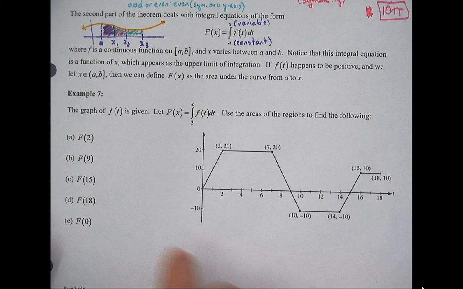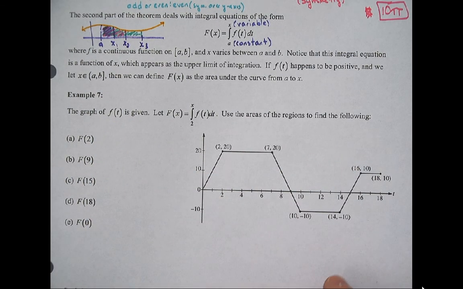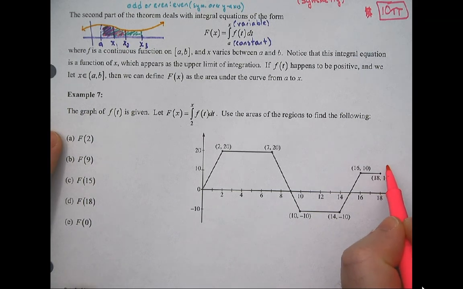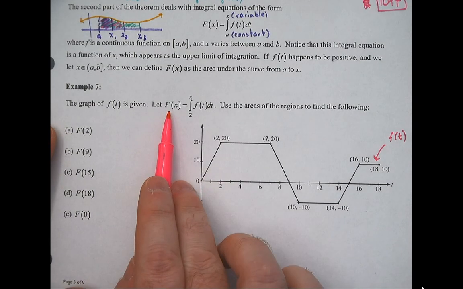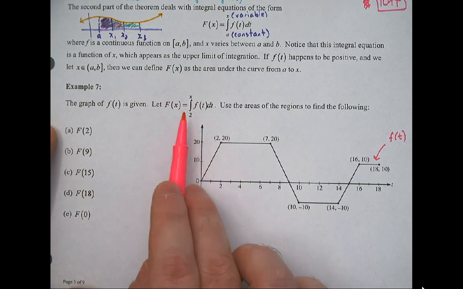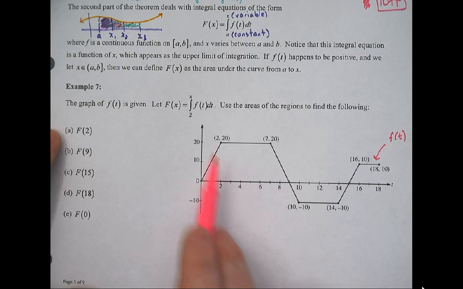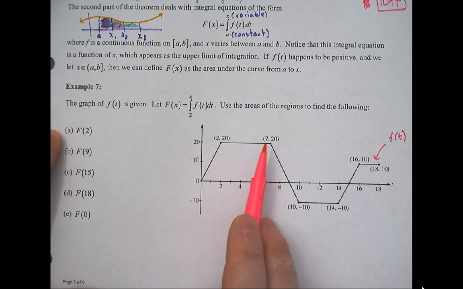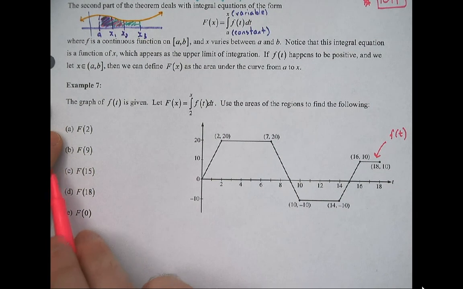The graph of f of t is given. So this is a picture of f of t. Actually, I'm going to highlight that. This is f of t. Let big F of x equal the integral from 2 to x of f of t. So I'm going to be doing a bunch of areas under the curve accumulating over time starting at x equals 2. And then I'm going to take those areas, I'm going to go forward, or I could even go backwards. Use the areas of the regions to find the following values of big F.